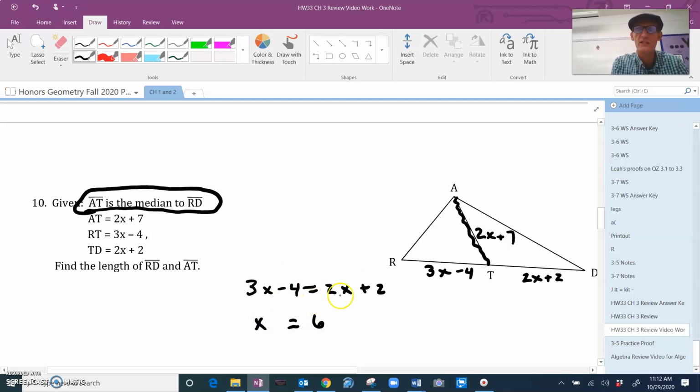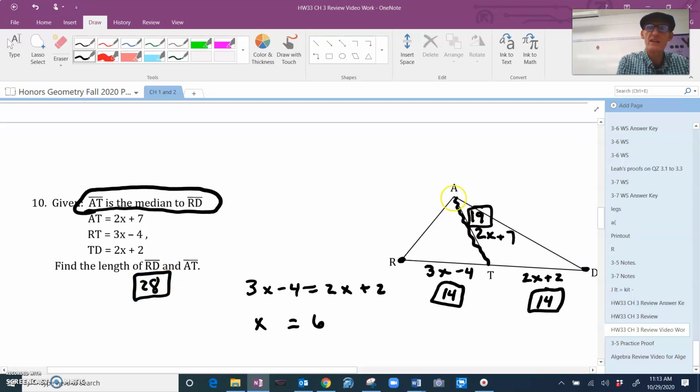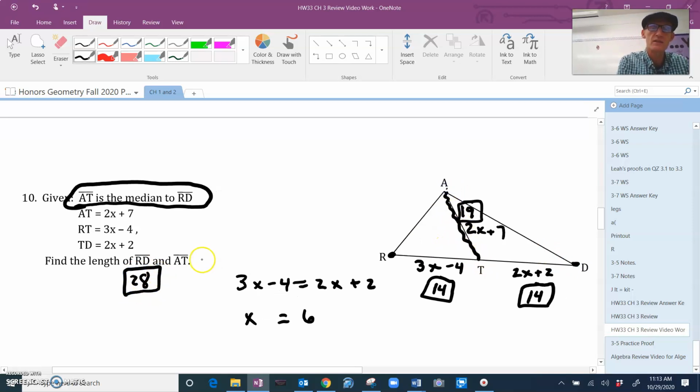We're going to substitute 6 in, so 3 times 6 is 18, minus 4 is 14. Now this is also 14, because they're both congruent. 2 times 6 is 12, plus 7 is 19. So RD is from here to here, which is 28, and AT is this segment, which is 19.